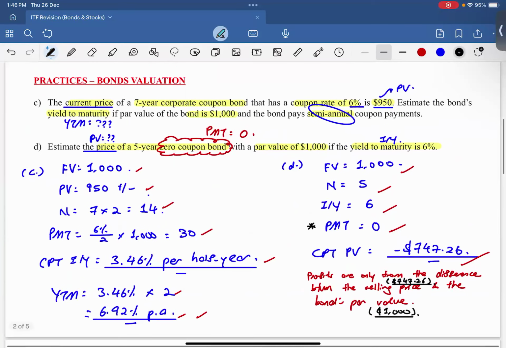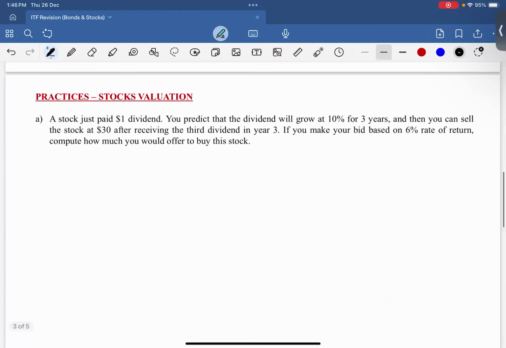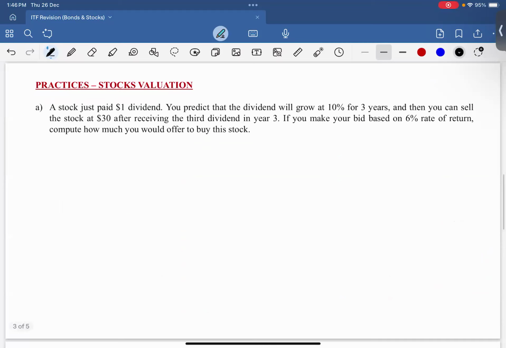So therefore, that's the only profit that you could get from this zero coupon bond. Okay, so these are the bonds questions. Now let's move on to have a look into stocks valuation. Usually stocks valuation questions will be more tricky, more challenging.